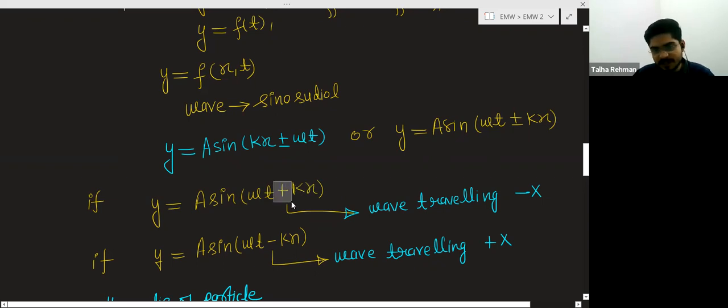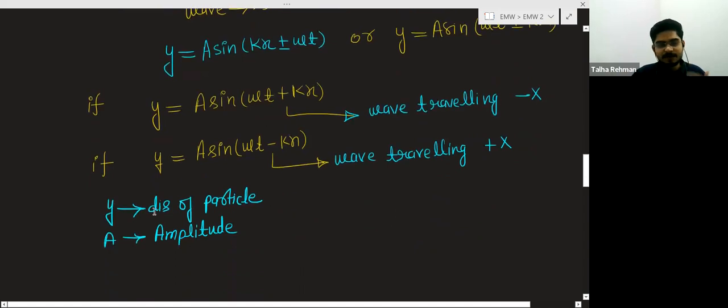And the sign in between, the plus sign, will tell you whether it is negative or positive, and this x will tell you the direction of the propagation of the wave. So here is plus and this is x, so basically this wave is traveling in the negative x direction. Now here is minus and here is x, so this wave is traveling along the positive x direction. And A is the amplitude, the maximum displacement of the particle.